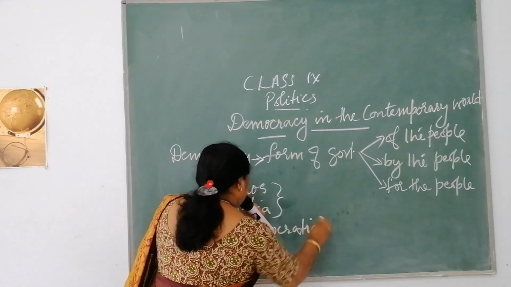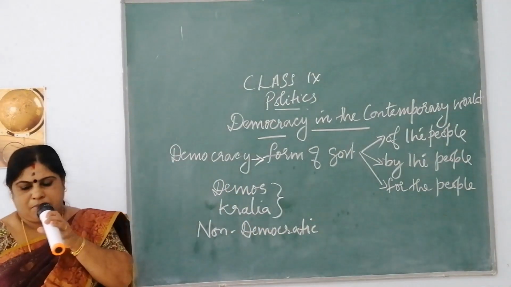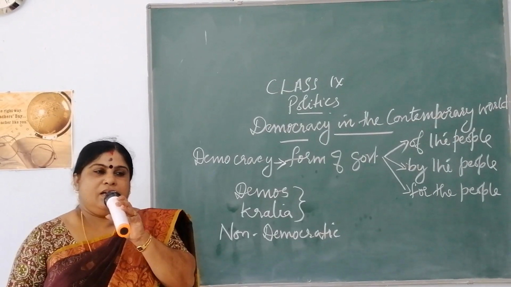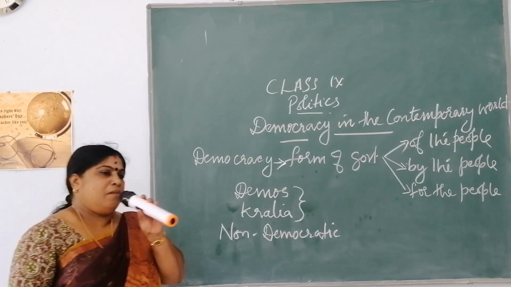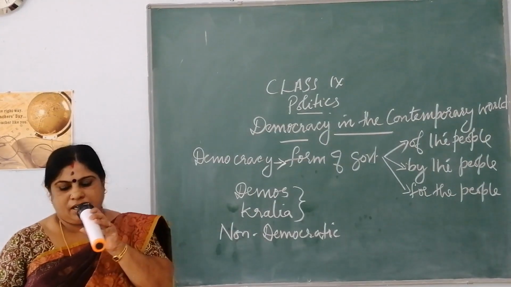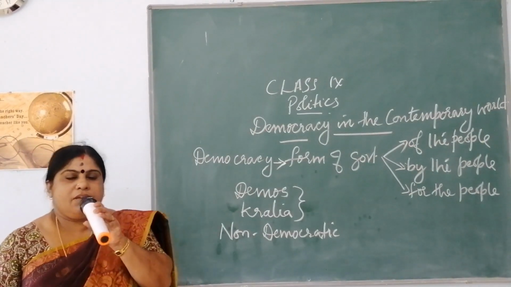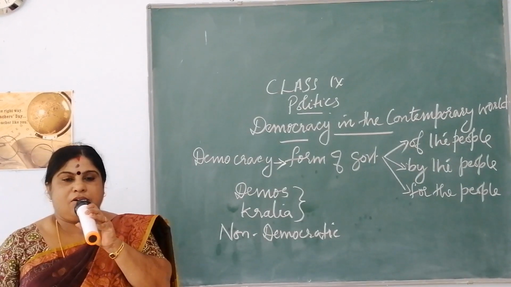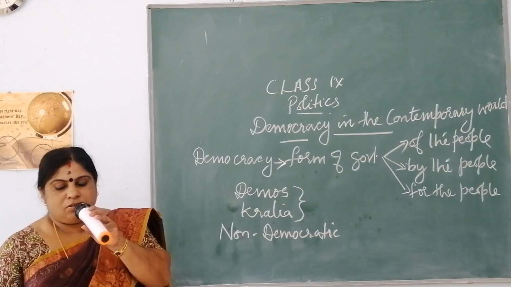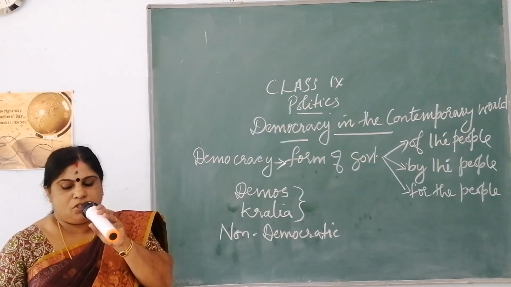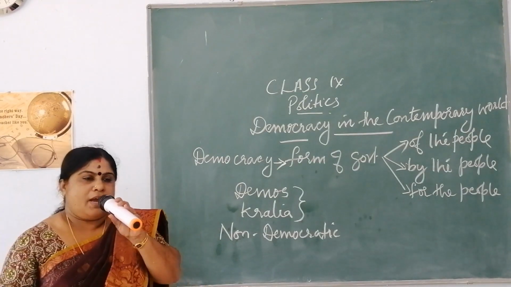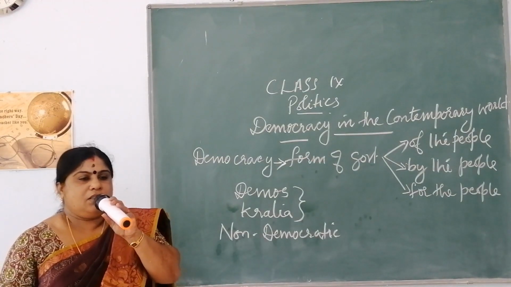There were different forms of non-democratic government prior to democratic government. There were a number of other systems of ruling which were called non-democratic forms of government, namely monarchy, dictatorial or authoritarian form of government, which you also call military dictatorship. There was also another form of government which was called theocracy.